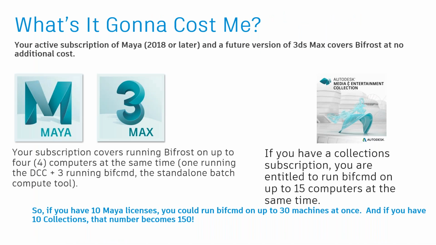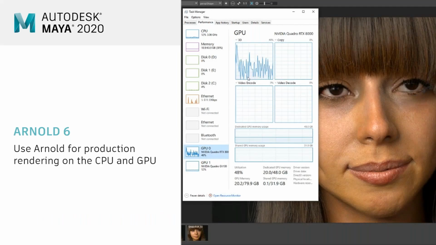It's also got capabilities to run distributed simulation scenarios, and with every copy of Maya or 3ds Max, you have the ability to run Bifrost on the command line on up to four machines, and if you have a collection, you get up to 15 nodes for running Bifrost on the command line.